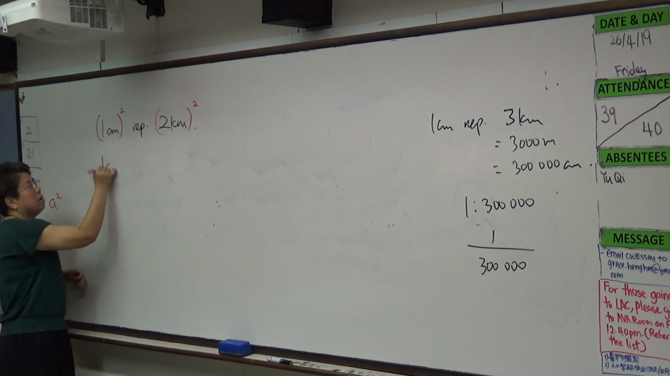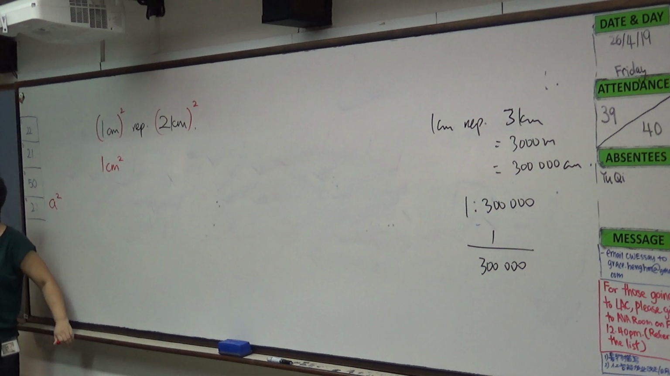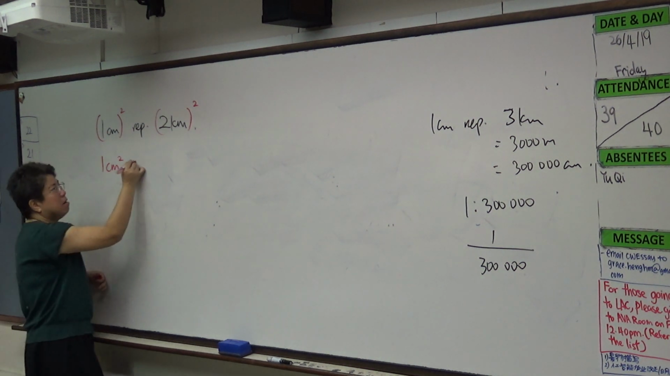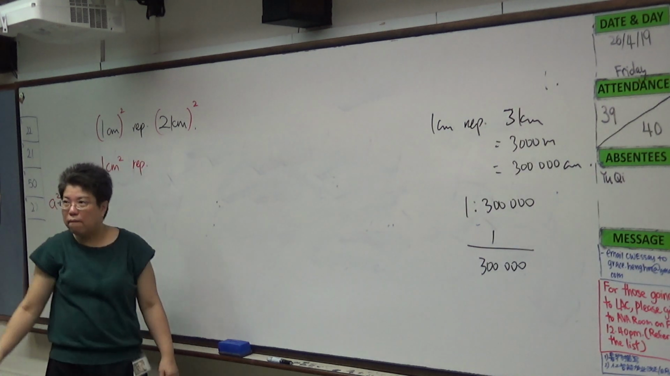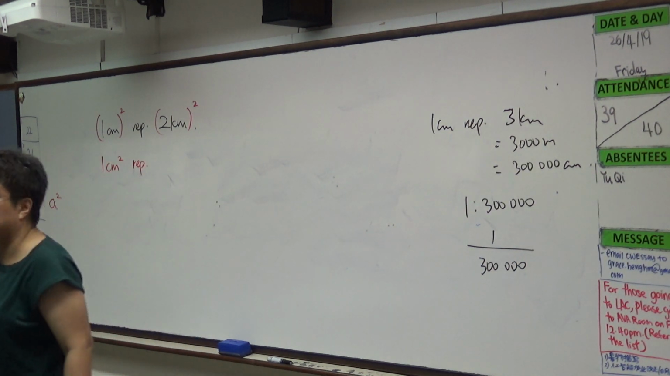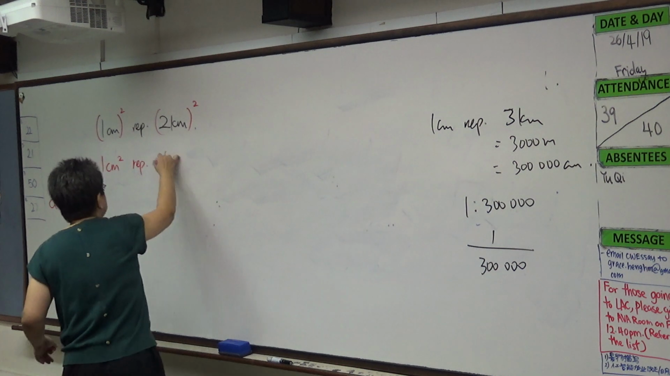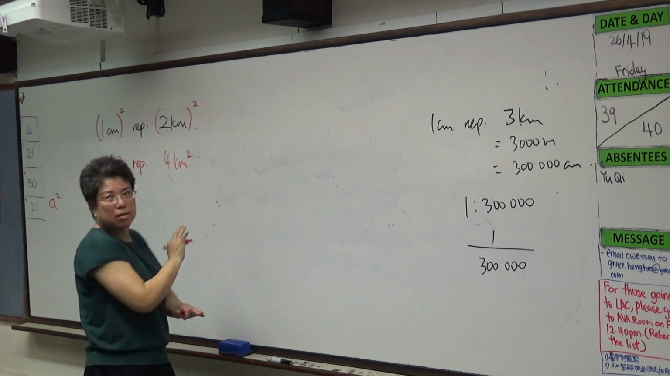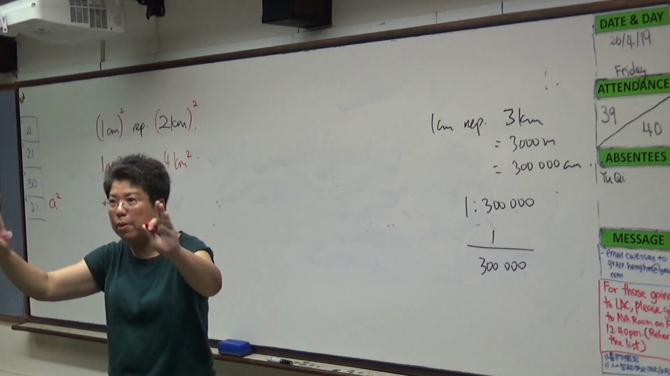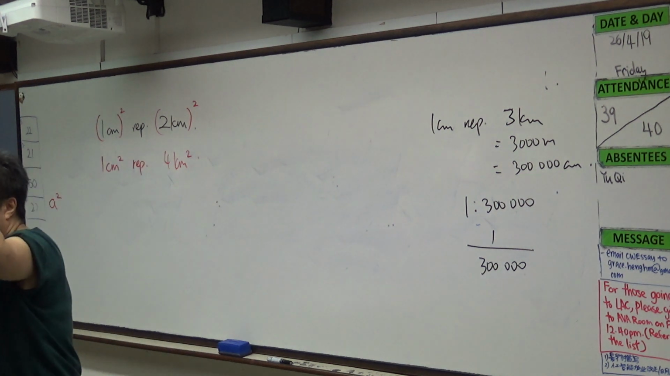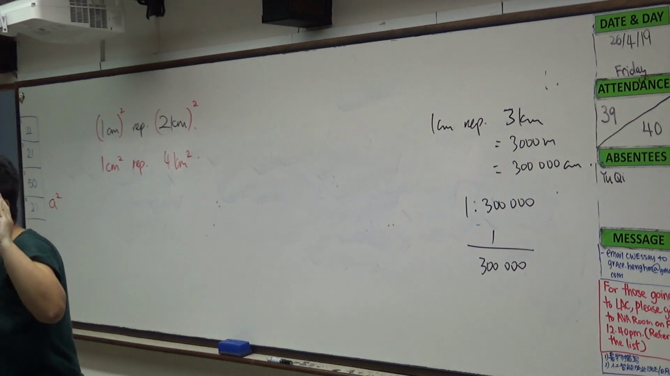So I will get what? 1 cm square, right? Because cm times cm is cm square. It represents 2 kilometers times 2 kilometers. What is this? 4. So this is 4 kilometers square. This is called the area scale. So simple. Just square both sides. Everybody clear? Okay.